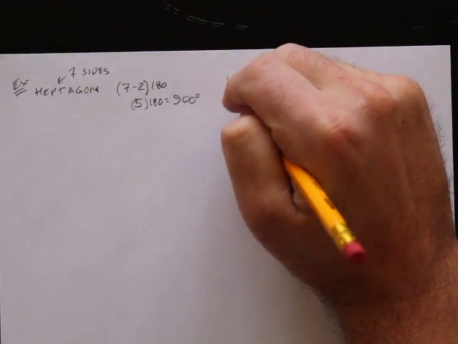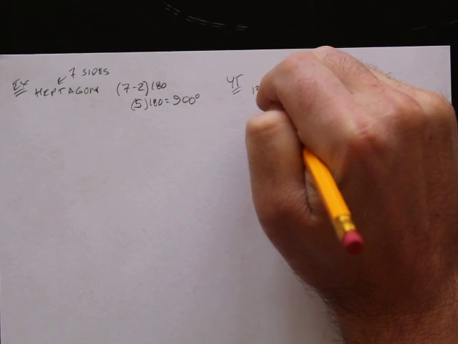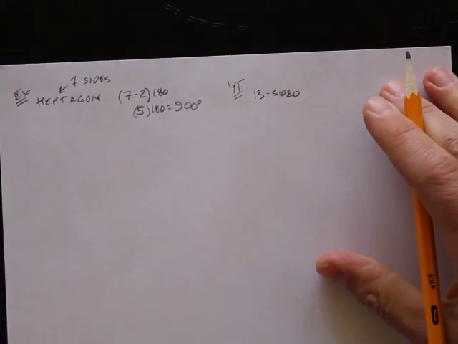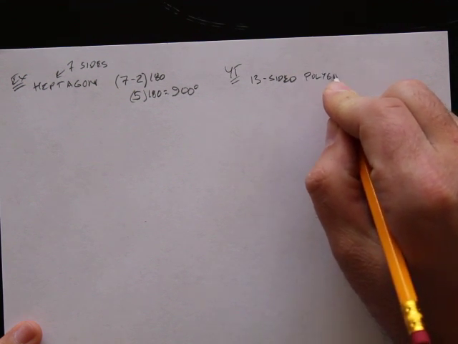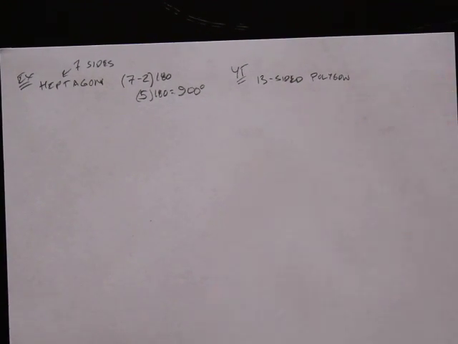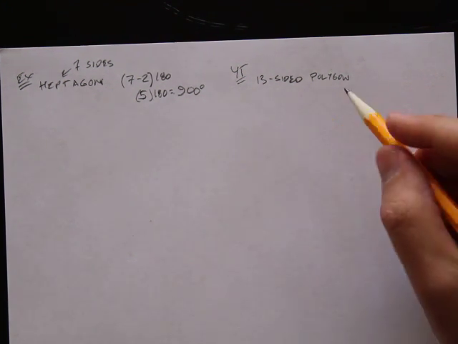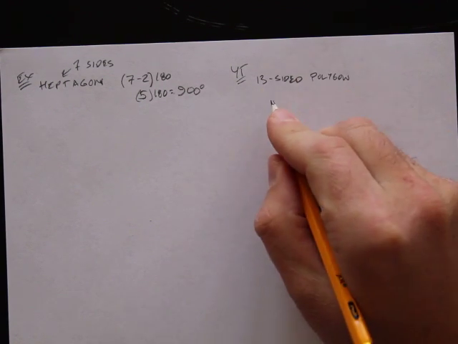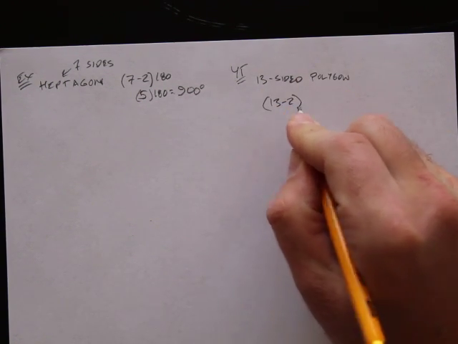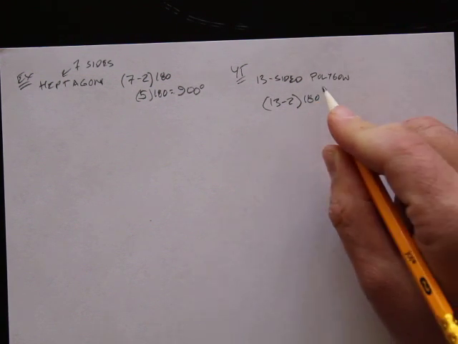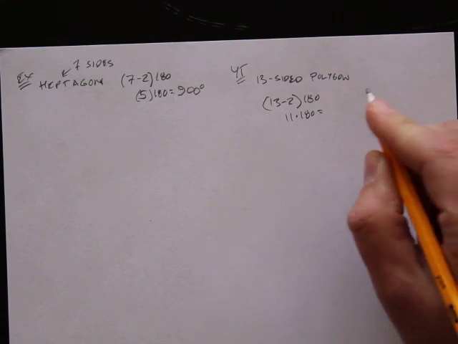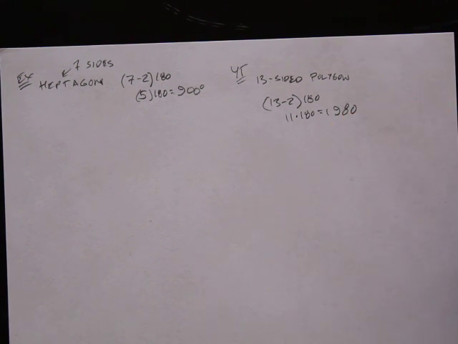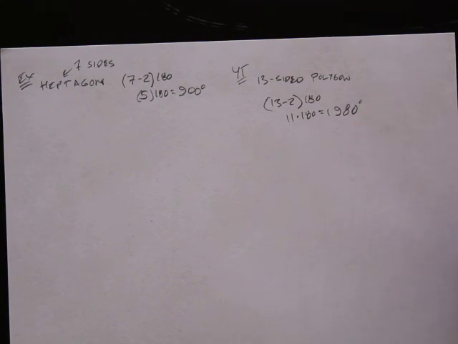All right, you try one. I have a 13-sided polygon. I want to know the sum of interior angles of a 13-sided polygon. Okay, so go ahead and pause the video and get to work on that. All right, let's see how you did. We have a 13-sided polygon, so 13 minus 2 times 180 is going to give us our answer here. So 11 times 180 equals 1980 degrees.